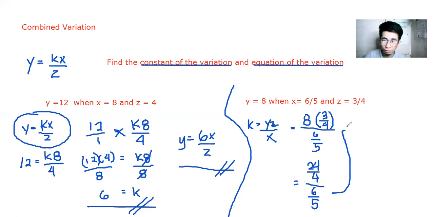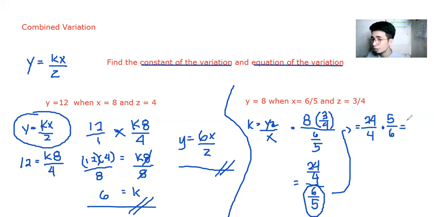So, dito natin ituloy. Kopyahin nyo lang si 24 over 4. Then, kukuha natin reciprocal nito. Kapag kinuha natin reciprocal, hindi na natin siya i-divide. I-multiply na natin siya kasi reciprocal na yung kinuha natin. Then, ang reciprocal ni 6 over 5 is 5 over 6. Then, compute natin yan. 24 times 5.